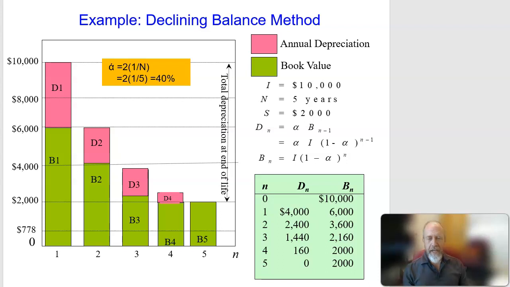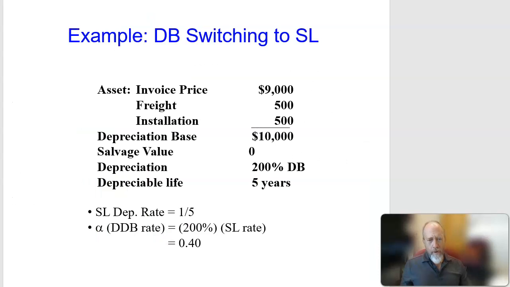Remember what I said, you can't go below its salvage value, which is $2,000. So in year 4, depreciation can only be $160. And then in year 5, you aren't going to get any depreciation at all. Well, you can do that. Or you could do this. We could potentially switch our different depreciation methods somewhere along the route.